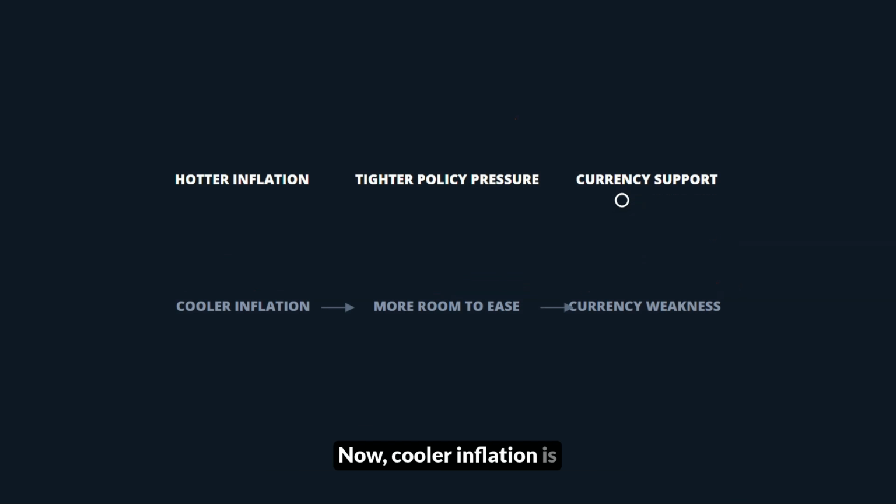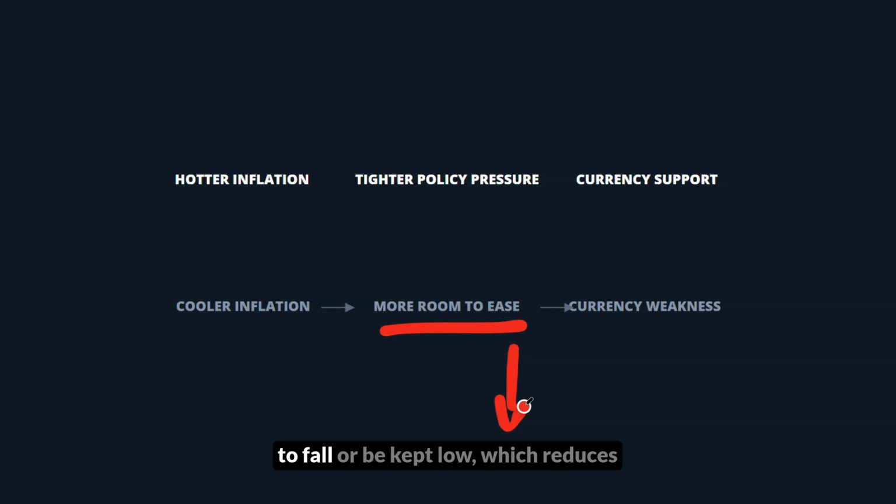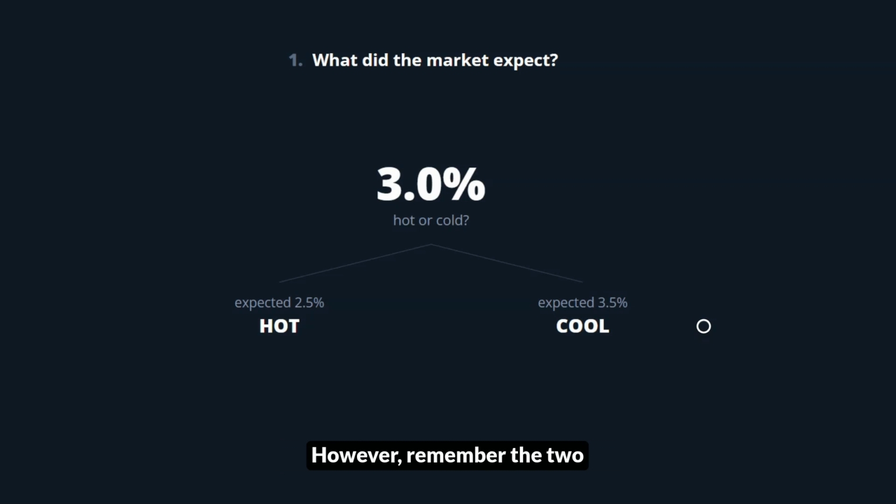Now, cooler inflation is obviously the opposite. That means interest rates may need to fall or be kept low, which reduces the attractiveness of the currency. However, remember the two conditions that we've already learned. The result must be put into context with what the market expected. An inflation report that everyone expected does not automatically create a trend. An inflation report that changes what the central bank may do is what is going to move the needle. I'm going to show you some examples soon.